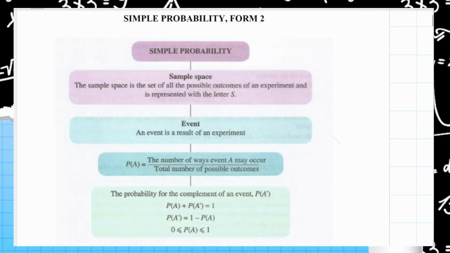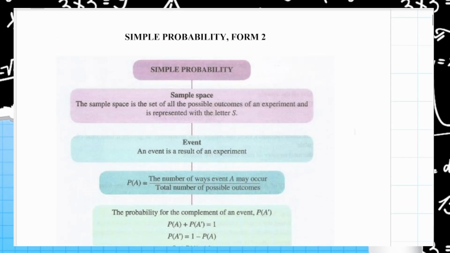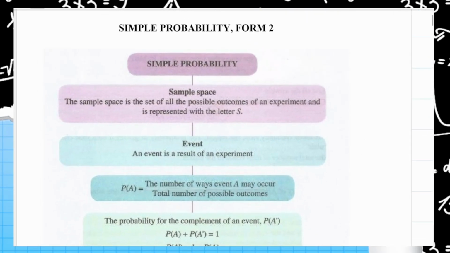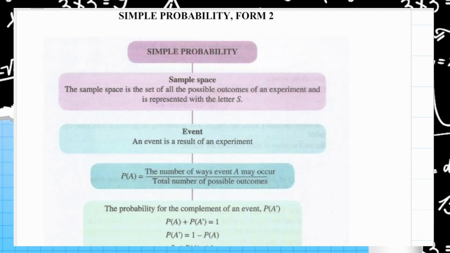The notes were already given to you, but yours are in the BM version, so I have edited them a little bit. This one is in the BI version, but I'm sure you can understand both. Let's see what the important things in this topic are.